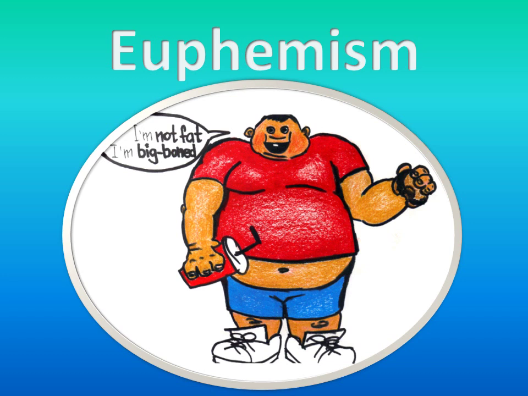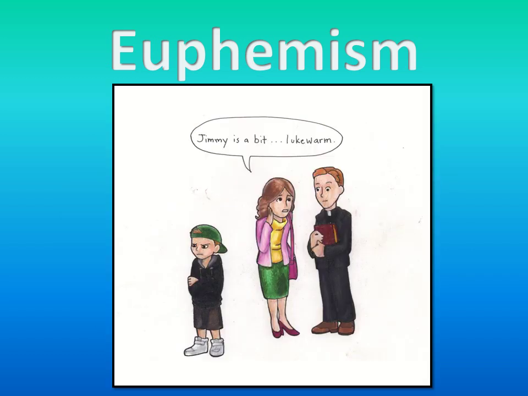In public life, we have big boned for fat, industrial action for strike, misspoke for lie, and lukewarm, and other such terms for half-hearted.